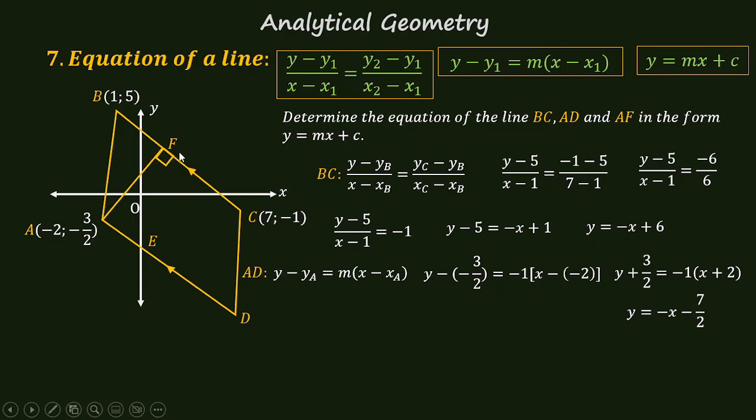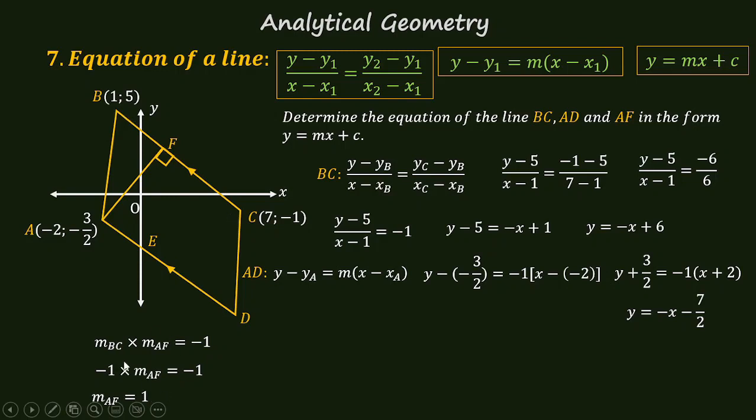So we know that the two lines are perpendicular to each other. And we know that the product of the gradients of two perpendicular lines equals -1. In other words, to find the gradient of the straight line AF, we multiply it with the gradient of the straight line BC, and that will give us the gradient of AF, which is 1. The gradient of BC multiplied by the gradient of AF must equal -1 because the two lines are perpendicular to each other.